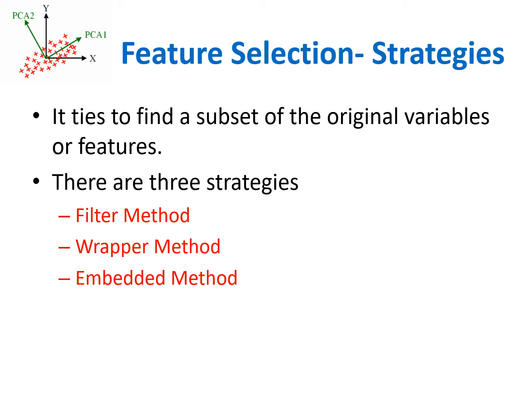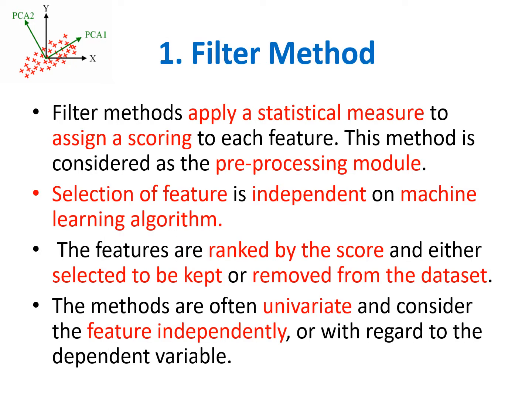Feature selection is actually trying to extract a subset of features from the original dataset, and this feature selection can be done in three different strategies. These three strategies are used for doing the feature selection: filter method, wrapper method, and embedded method. We will discuss all these methods one by one. Now move on to the filter method, which is one of the strategies for feature selection.